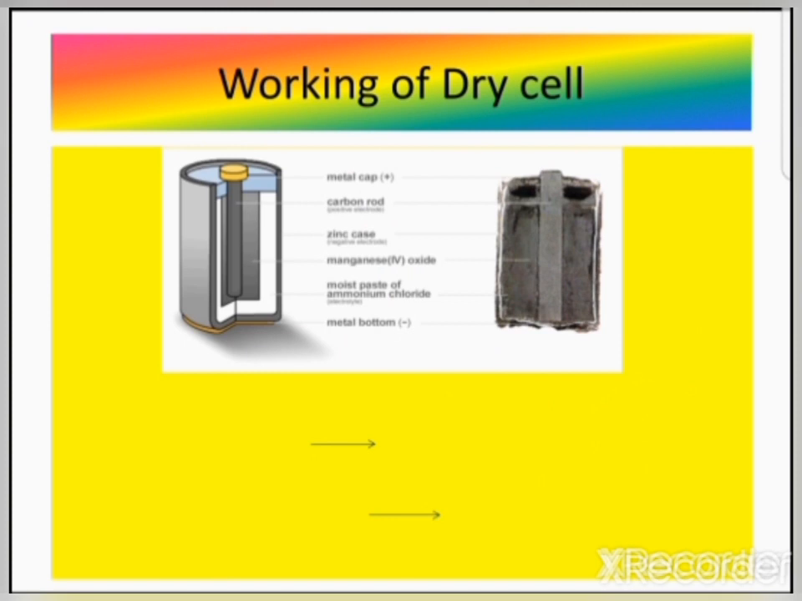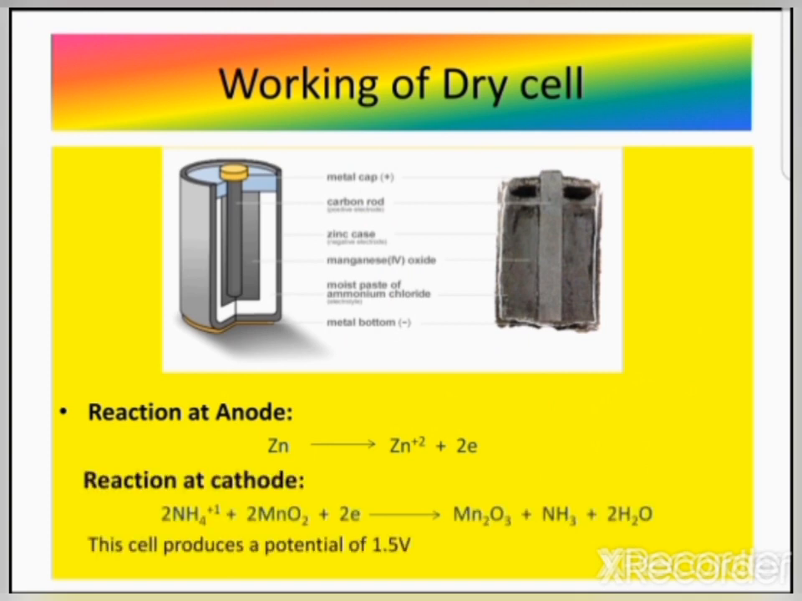Working of a dry cell. When a cell is connected in a circuit, its anode oxidizes by releasing electrons. These electrons reduce the oxidizing agent present in the electrolyte. So the reaction at the cathode is that ammonium ions react with manganese 4 oxide. By gaining 2 electrons, it forms manganese 3 oxide, ammonia gas, and water molecules. This cell produces a potential of 1.5 volts.